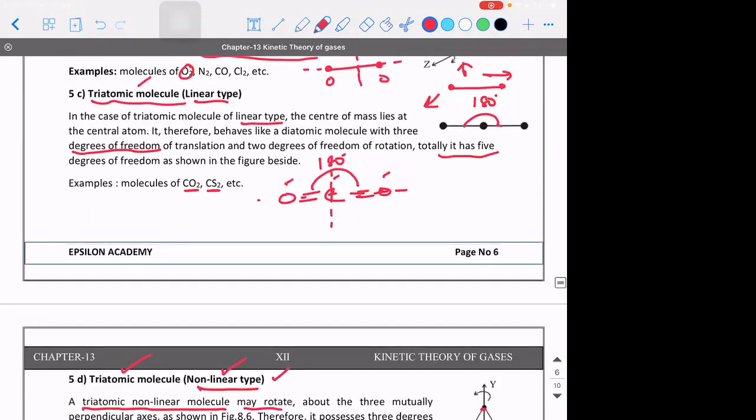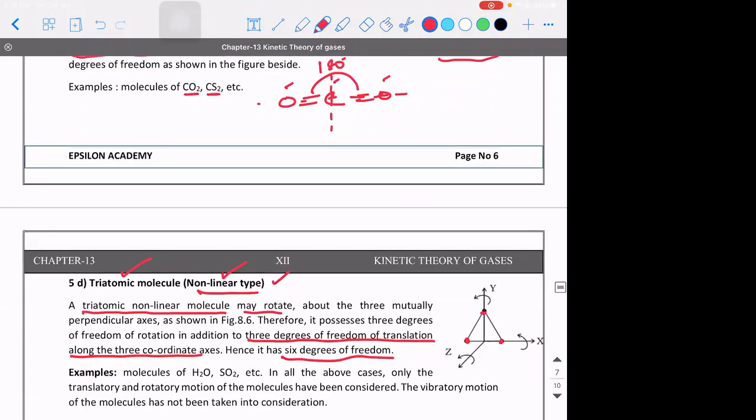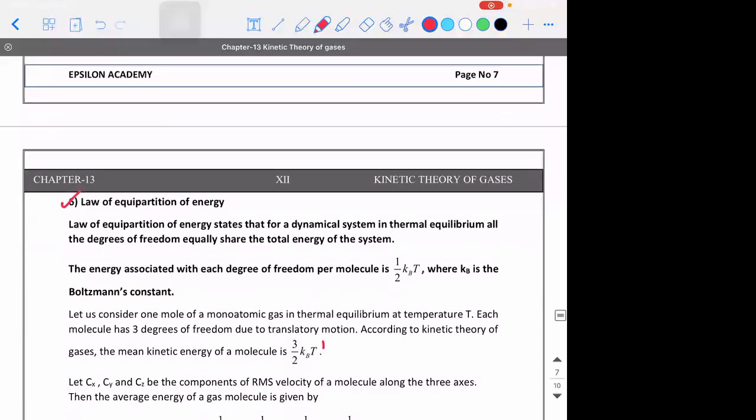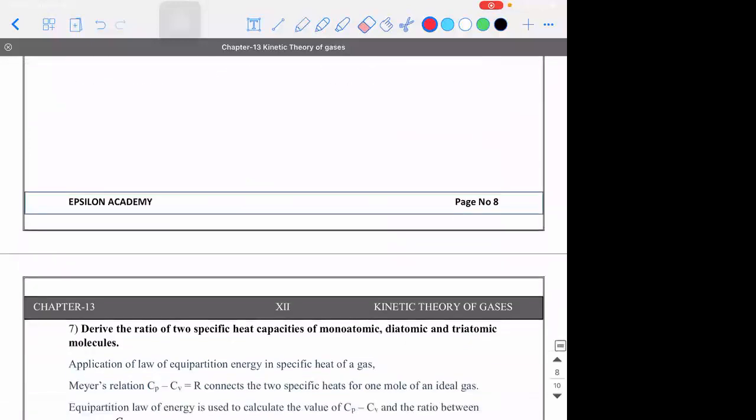Triatomic linear type, 5. Triatomic non-linear type, 6. Because one more axis of rotation is going to get added to it. As simple as that. So based on all these things, our work is to calculate the value of gamma.